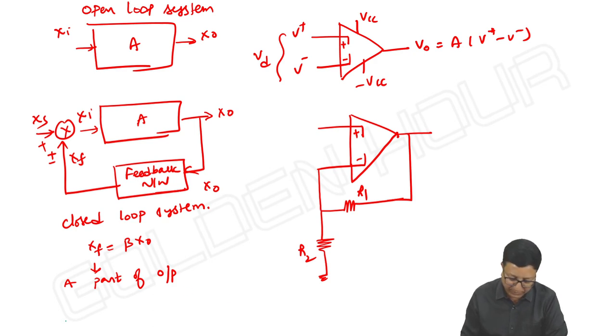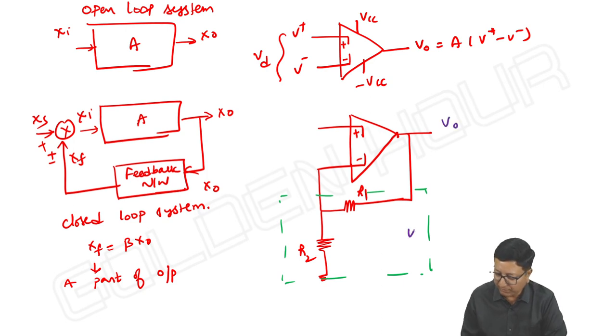See, the circuit is like this. This is a simple feedback. This is V output, meaning the voltage at this point with respect to ground. It is V output, and VF is the voltage across R2. Instead of x0, I am writing V0, and instead of xf, I am writing VF. So, if you observe this circuit, whatever current comes in this direction, the entire current will go down only.